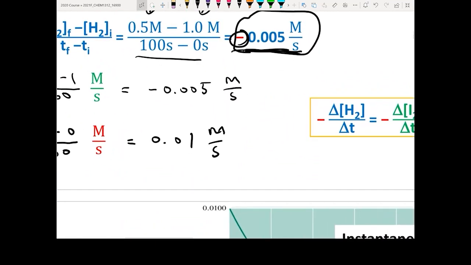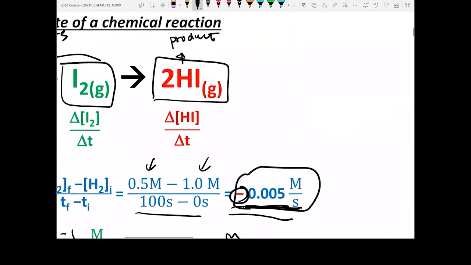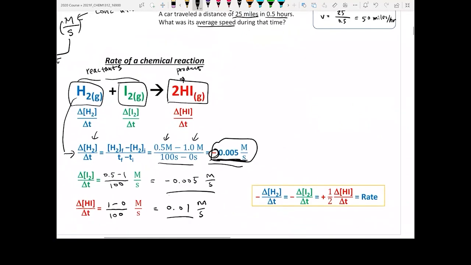After you calculate these things, you get 3 numbers: minus 0.005, minus 0.005, and then 0.01. Which one do you need to use to define your reaction rate? You can see that if the coefficient is not 1 in your equation, it becomes problematic because every species has a different number. But you want one single number to describe the reaction rate.